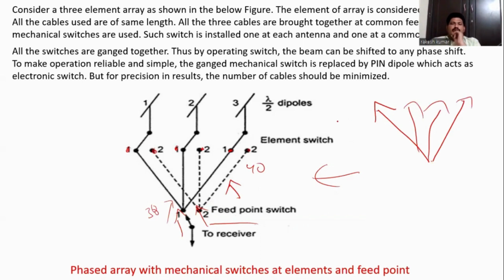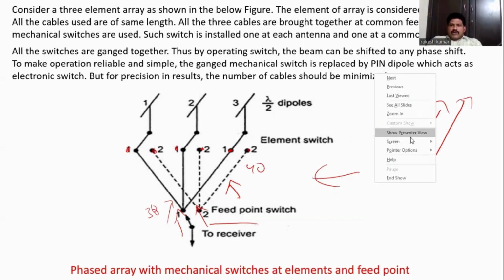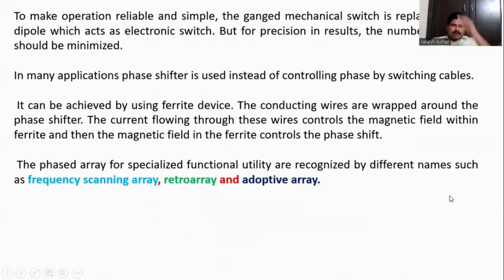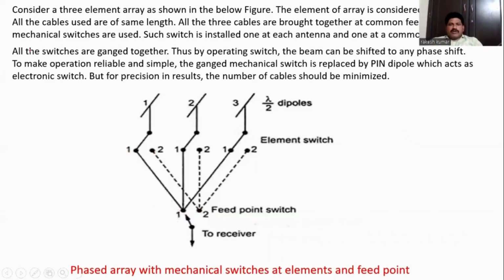So this is one arrangement for arranging the phased array with mechanical switches. I can connect to 1 or I can connect to 2. If I connect to 1, it may radiate in one direction. If I connect to 2, it may radiate in another direction.